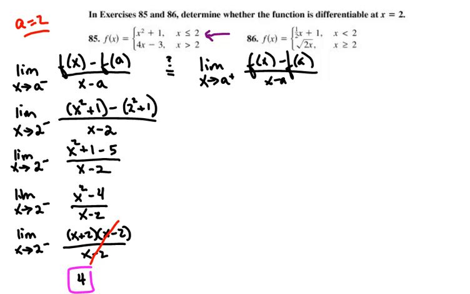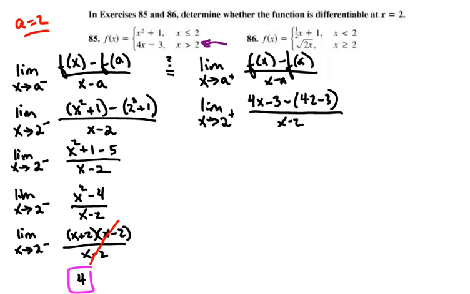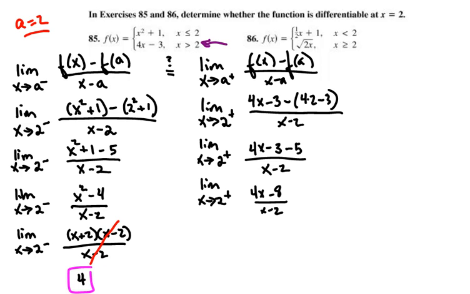So now we're approaching 2 from the right, and when we're approaching 2 from the right, all of our x values are greater than 2. And so now we're using the function definition in the second branch of the piecewise function. So f of x is 4x minus 3. And f of 2 is going to be 4 times 2, which is 8, minus 3. And that's all divided by x minus 2. Simplifying, we get 4x minus 3 minus 5, which is just 4x minus 8. And if we were to factor out a 4 from the numerator, we would see that our x minus 2 terms cancel, and we are left with 4 times 1, or 4.